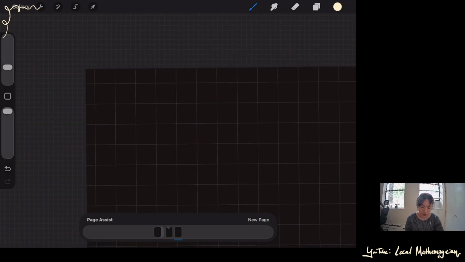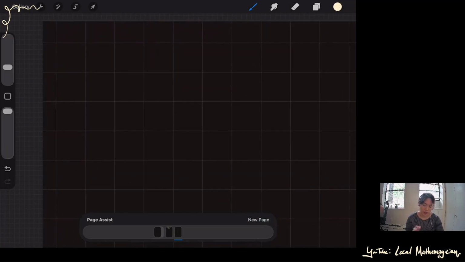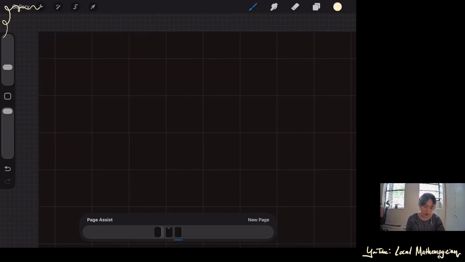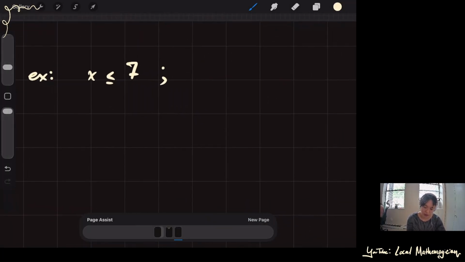All right. So for this lecture, we'll be talking about inequalities, how do they behave, all that good stuff. In particular, we're talking about one variable inequalities. It's just like a one variable equation, except they're not equal. They're unequal, if you will. So for example, let's say you have x is less than or equal to 7. As a refresher, this can be written as x such that x is less than or equal to 7.